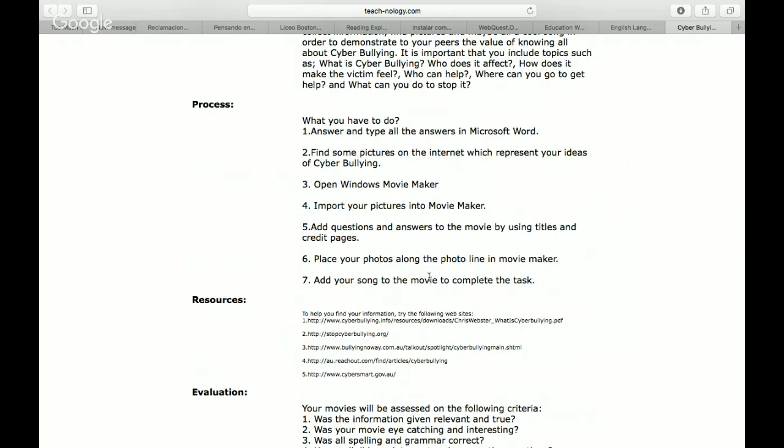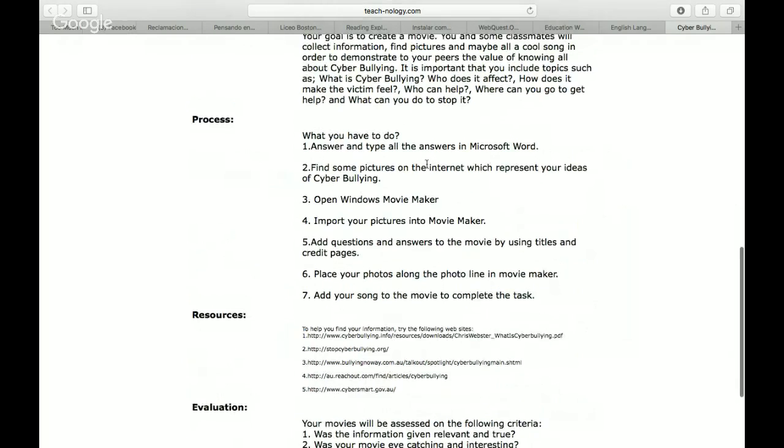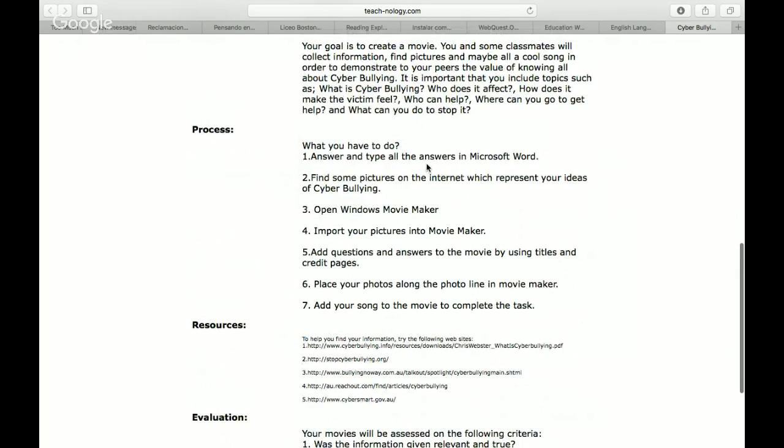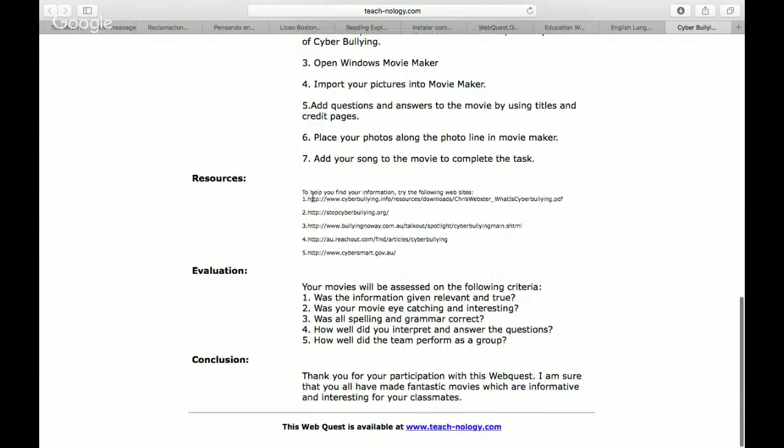For me, this process is a little bit blurry, in my opinion, if you don't mind me saying, because I think it lacks a little bit more detail for the students. But the task is really cool, right? And the process is cool. They need to create a movie. Okay? So it's a very cool task.